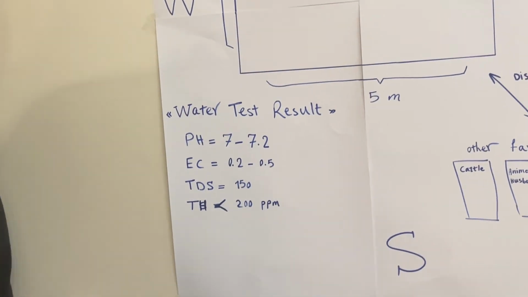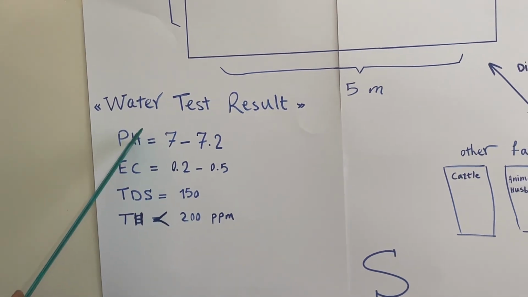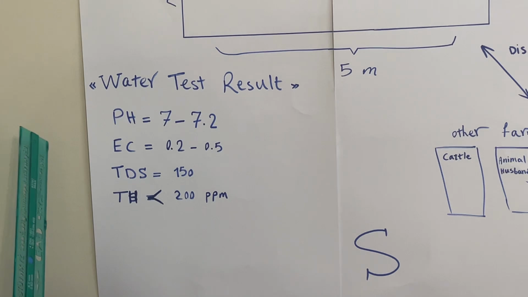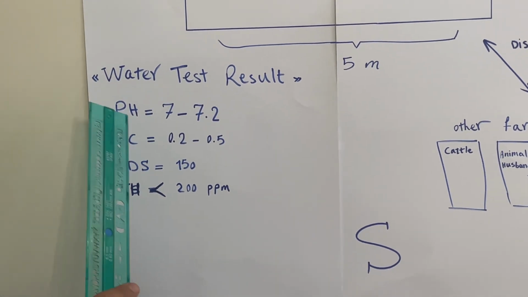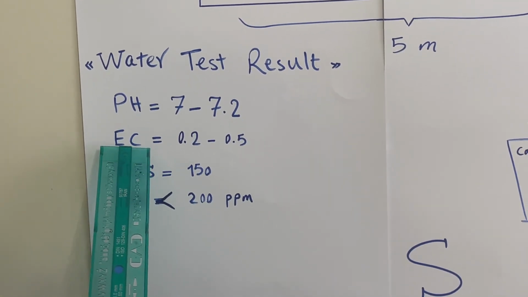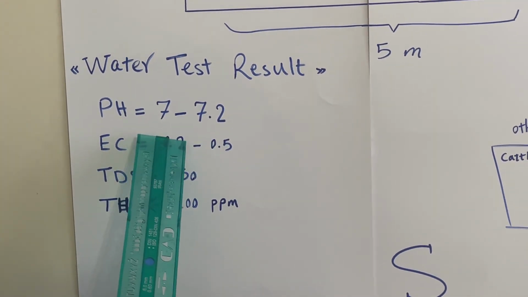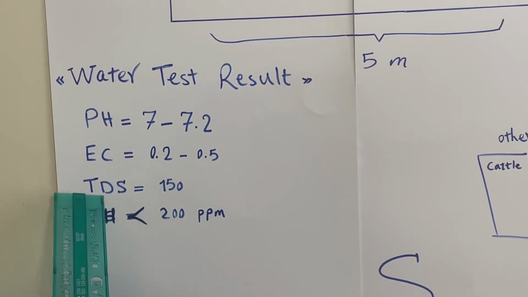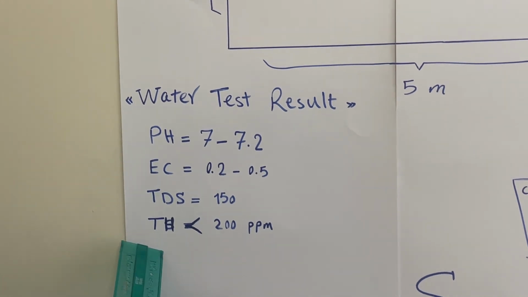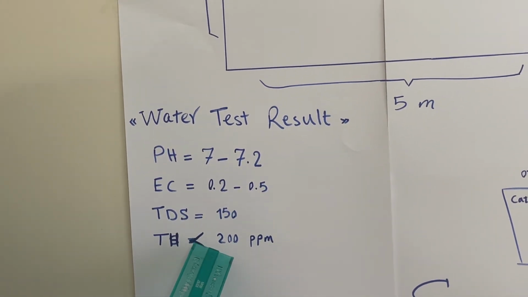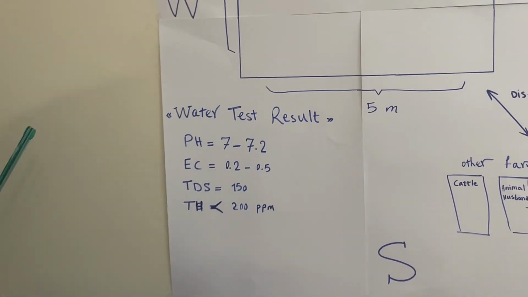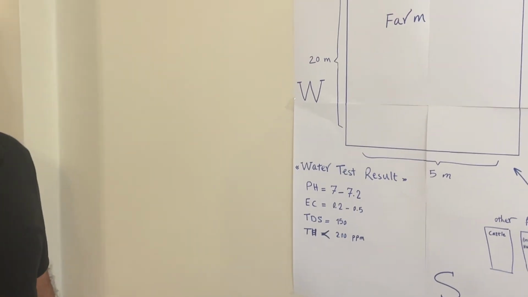This is the best test for the saffron. pH should be 7.2 maximum. EC should be under 0.5. This is the very ideal electrical conductivity, 0.2 to 0.5. And the TDS, or total dissolved solids, 150. TH, or total hardness, is under 200 ppm. They are suitable for the saffron farm.